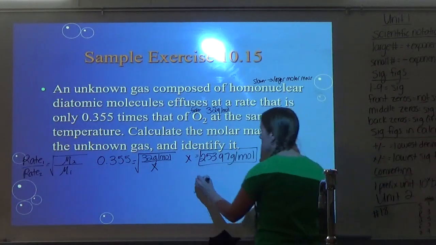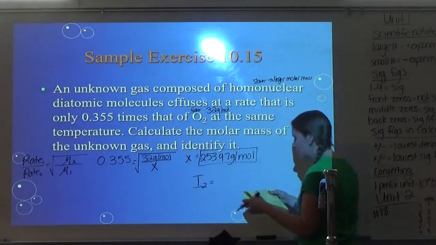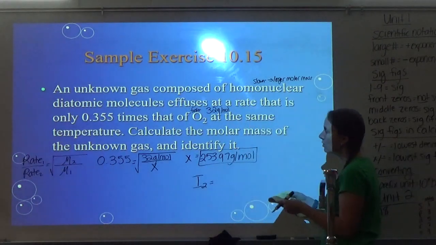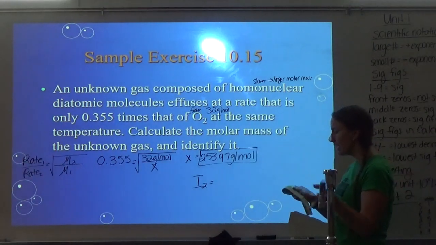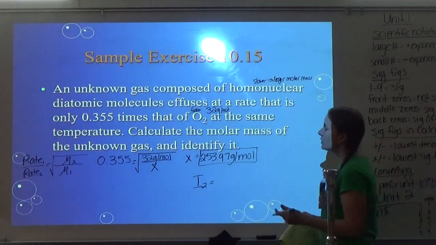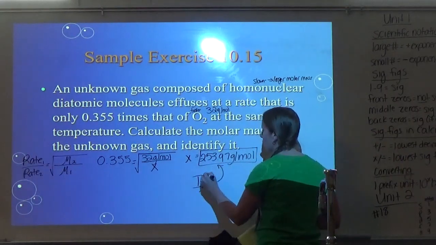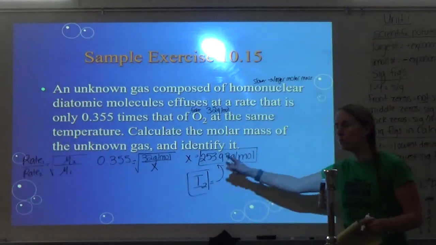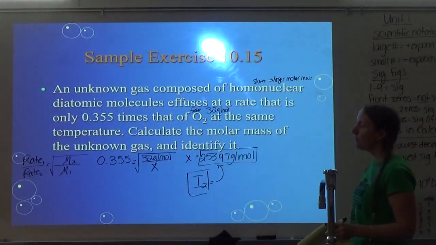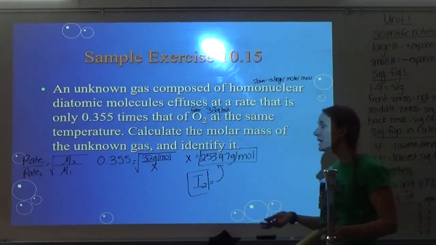I2 has a molar mass of about 254. It ends up being I2 because of that molar mass, since it's 127 for each one, so 127 times 2 is going to give you about that. So that's what's different in here.